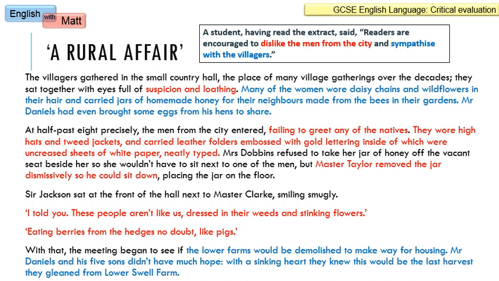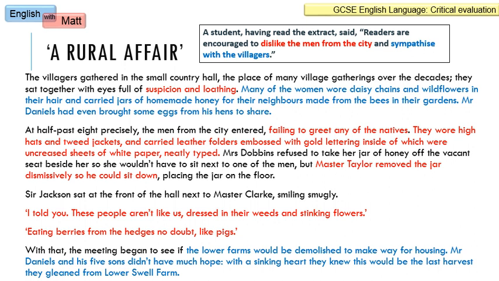So we have got methods: dialogue, simile, some adjectives, the adverb dismissively, and the adverb smugly, which I haven't actually highlighted. So there are methods in there, and even though this is not an explicit language question, we still have to tie in the methods. Remember, the second bullet point says how, which means methods.